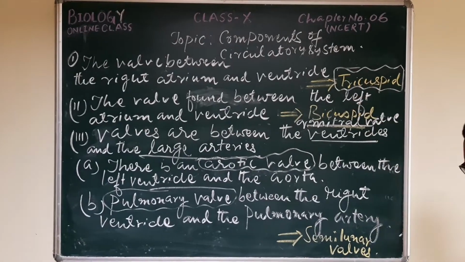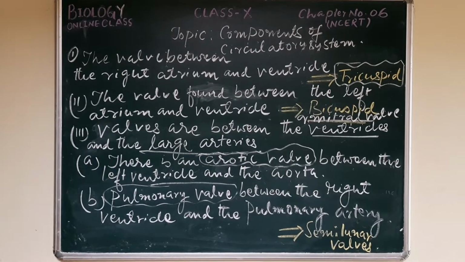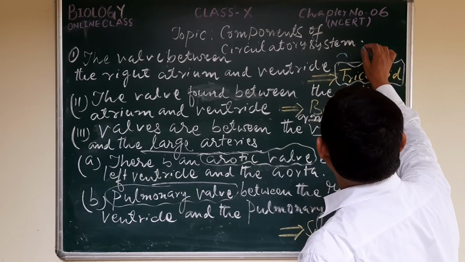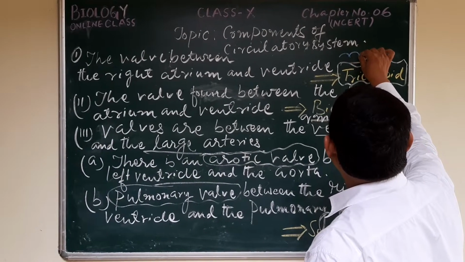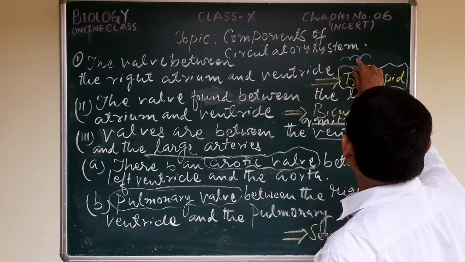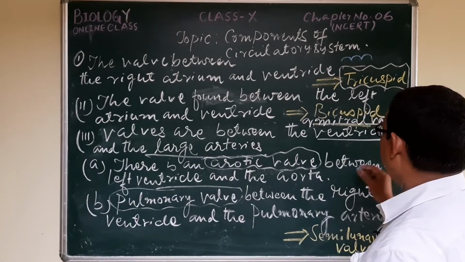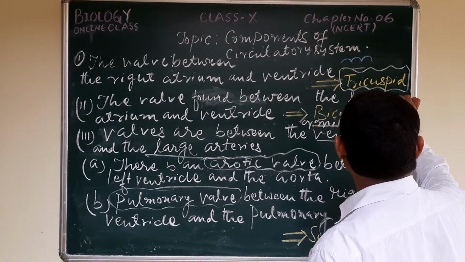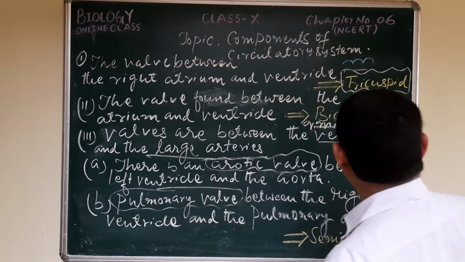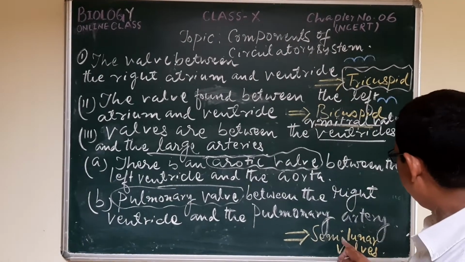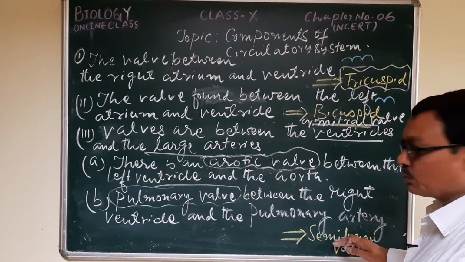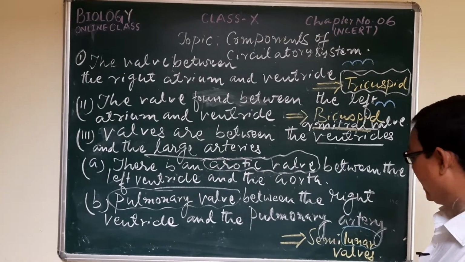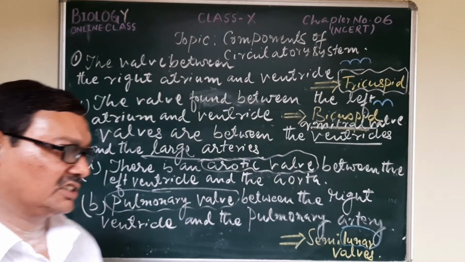The tricuspid means having three flaps: one flap, second flap, the third flap. That is why it is known as tricuspid. And bicuspid has two flaps, one flap, second flap. So this is the bicuspid. And semi-lunar means half moon, lunar means moon, like a half moon.